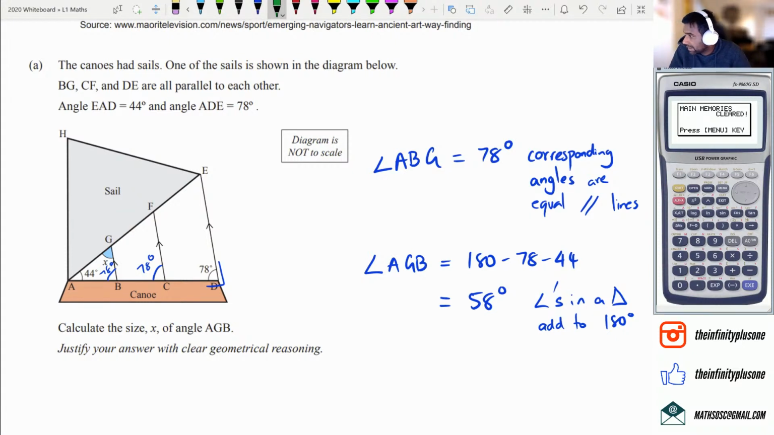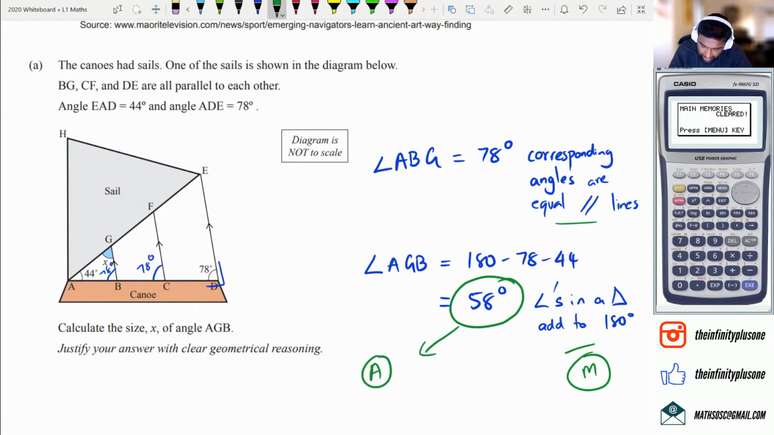Surprisingly, you actually get merit for this: correct angle found with at least one valid reason. So you've got to get the angle correct, and you also need to get one of the reasons correct to get a merit grade. If you just put 58 by itself, just writing answer only is going to get you an achieved.